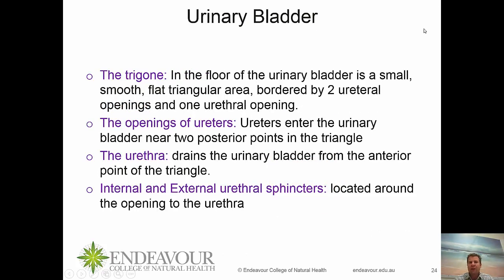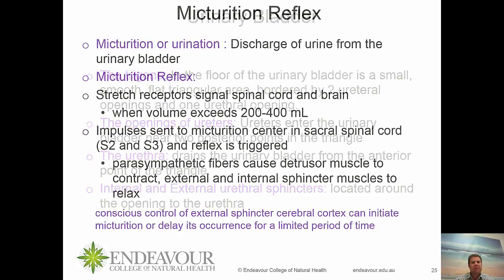We talked about the trigone. It's in the floor. It's a triangular area that's bordered by the two ureteral openings and the one urethral opening at the sphincter there. So we talked about the opening of the ureters at the posterior point. The urethra drains fluid out of the bladder, and we have two sphincters, the internal and the external.